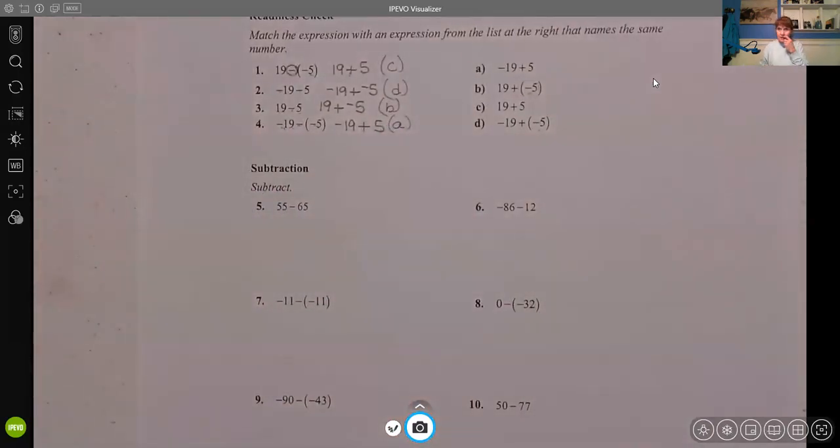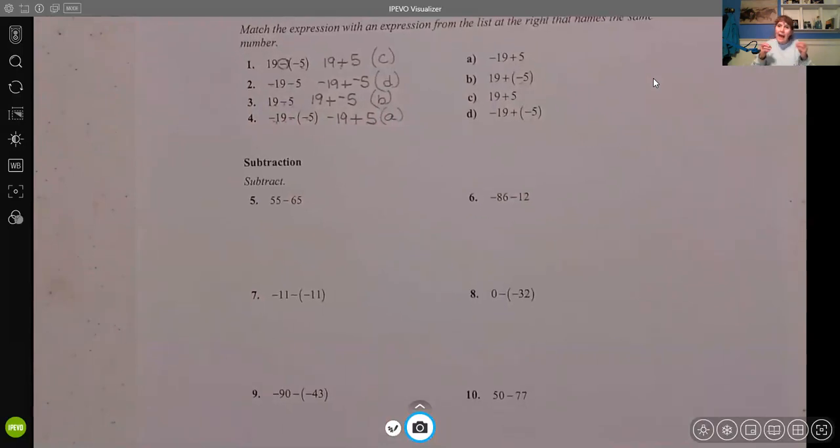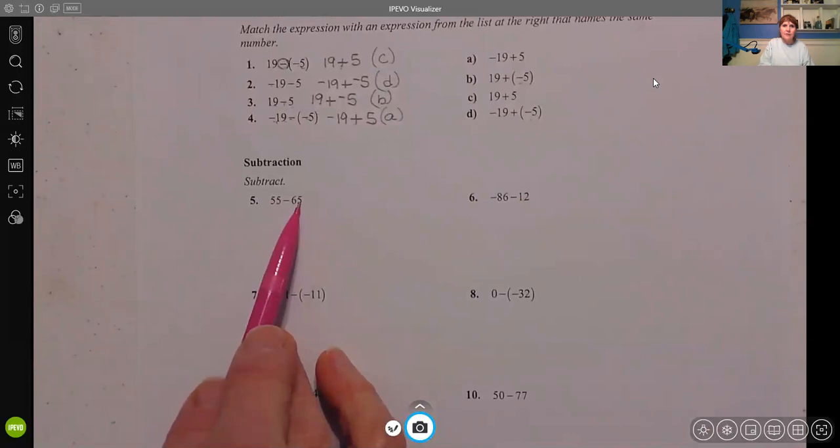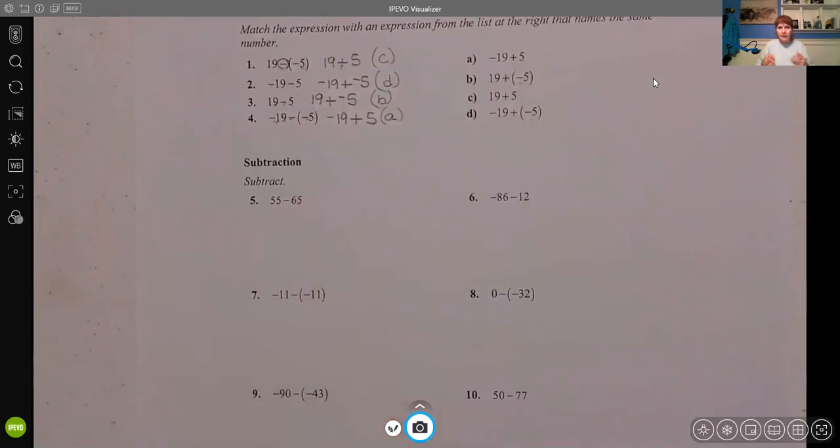So let's go ahead and use that rule and go through some examples. Now you don't have to change it to plus a negative or plus a positive. Some of you can just look at them. You've done this before, and you can just say, okay, this is 55 and I have a negative 65. So I know I have more negatives.